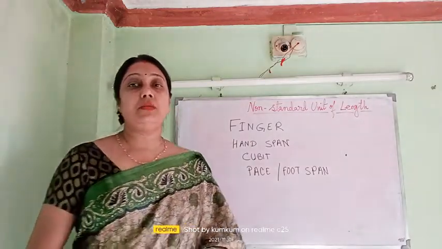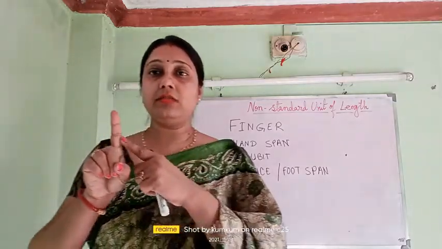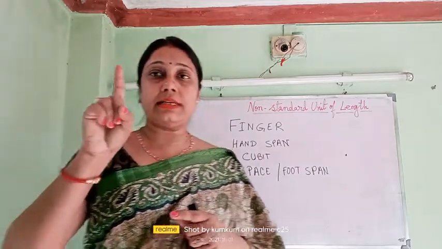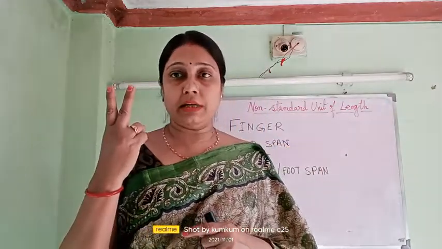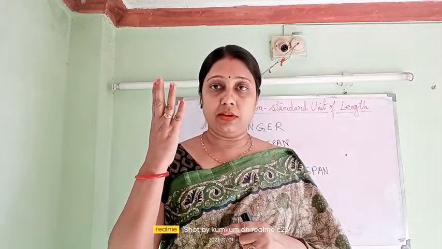Now children, what is finger? The length of your index finger. You know the names of the fingers? This one is known as index finger. This one is known as middle finger. Then comes the ring finger. Then little finger. And it is your thumb. So again I am repeating. The first one is index finger, then middle finger, then ring finger, then little finger, and it is your thumb.